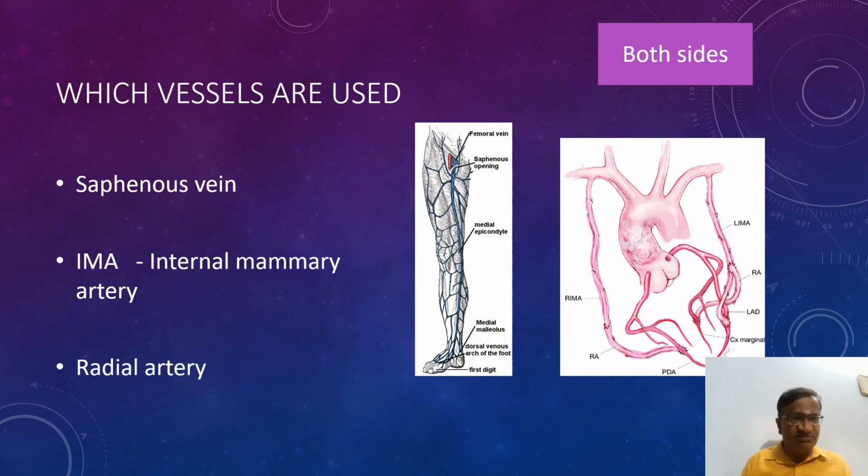Which vessels are normally used? We use saphenous vein, we use right internal mammary artery, we use left internal mammary artery. Sometimes they may not be enough. So the right internal mammary artery being joined with the radial artery goes into the PDA, posterior descending artery. So this is how commonly used are saphenous vein, right and left internal mammary arteries and the radial artery of both sides.